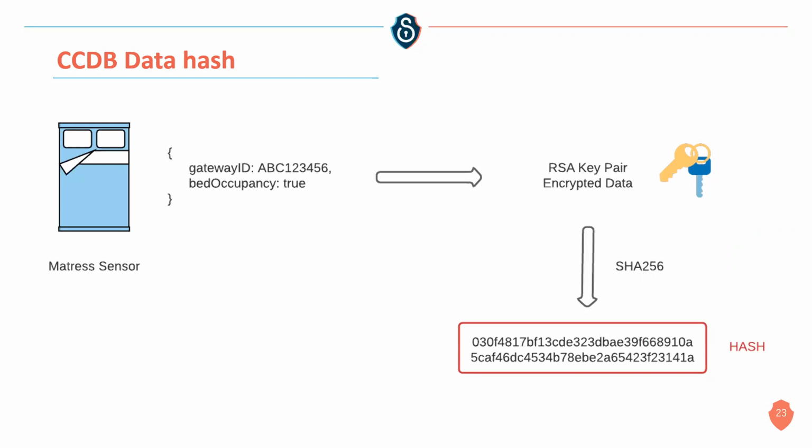To have a connection between the transaction in the blockchain and the data stored in the crypto companion database, a hash mechanism is used. Here is an example of how we calculate the hash. For example, we have here a matrix sensor. We encrypt this data using the key pair, and then we calculate the hash using the SHA-256 algorithm. And this is the hash we use as a data reference.